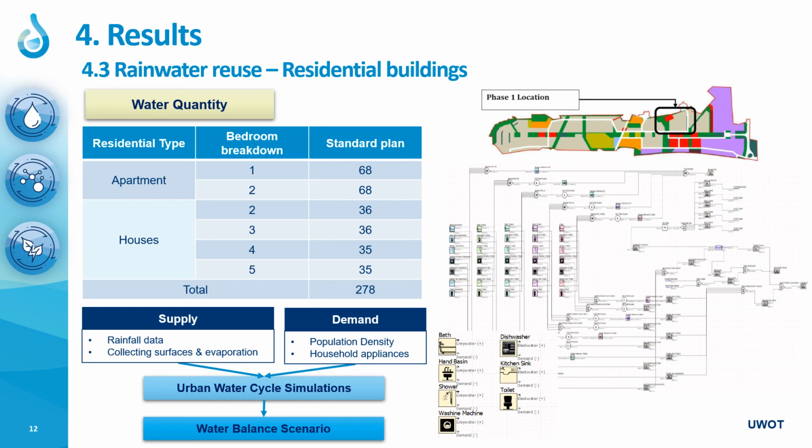We used the UWAT urban water optioneering tool to simulate the complete urban water cycle for 778 residential units. A quantified water balance is obtained.